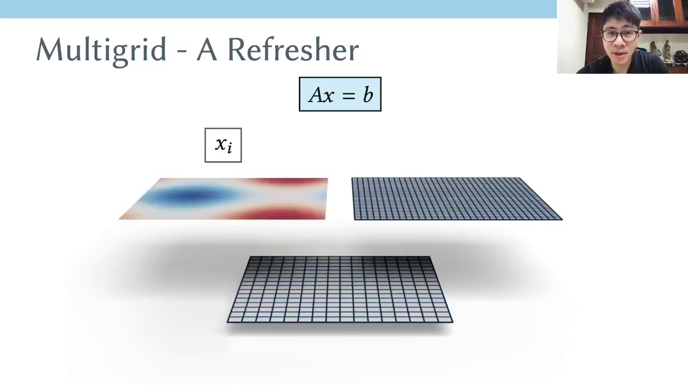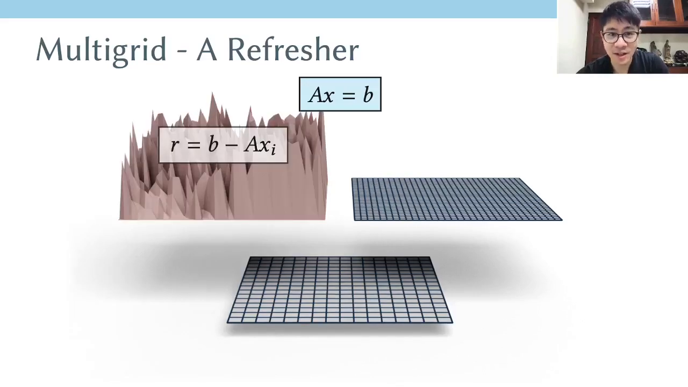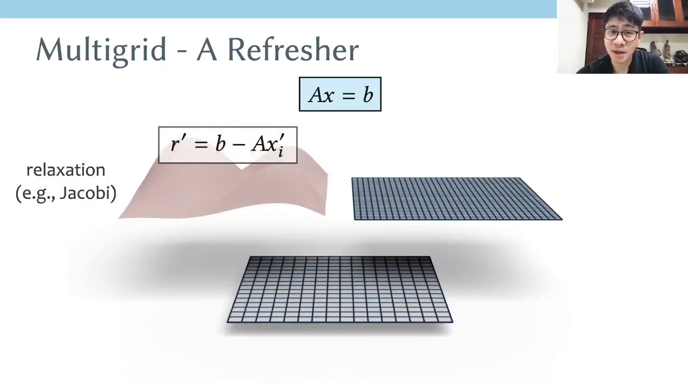So now let's talk about the solver step by step. First, we will initialize the solution x_i, represented using the colors. And because this initial solution could be very bad, if we visualize the residual as the height here, you'll see that there's a big error. And the first step is the relaxation. People typically use basic iterative methods such as Jacobi or Gauss-Seidel to improve the solution. These basic iterative methods are actually quite effective in removing high frequency errors.